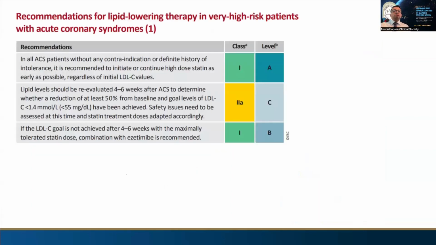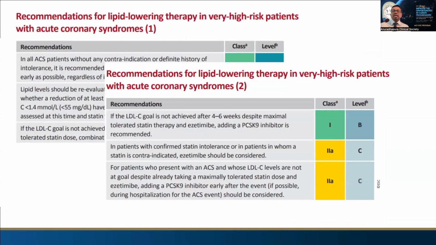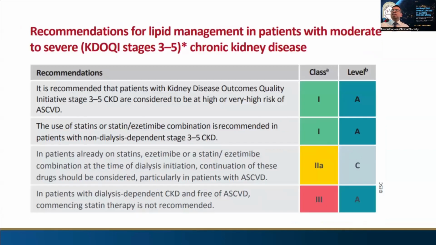Okay. So again, for patients with acute coronary syndrome, I discussed the target values earlier. I'm not going to talk about them again. And this is again the patient with chronic kidney disease, and they also have different targets.